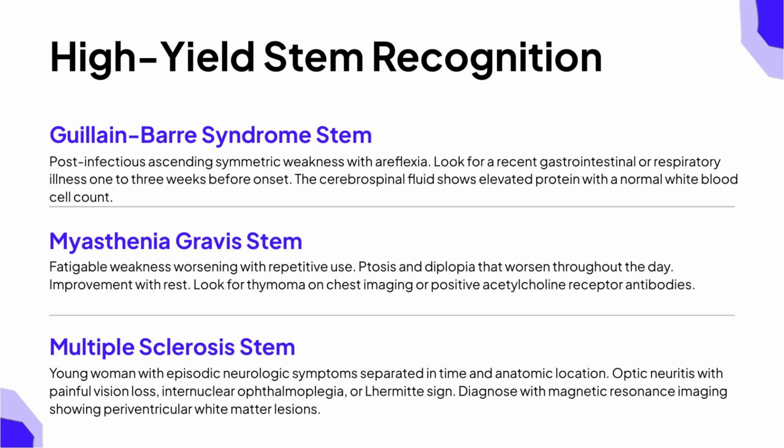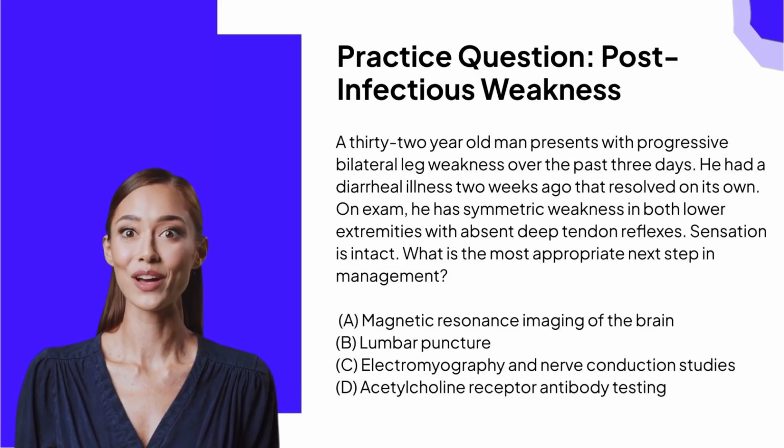For multiple sclerosis, look for a young woman with episodic neurologic symptoms separated in time and space, such as optic neuritis, internuclear ophthalmoplegia, or Lhermitte sign. The diagnosis is confirmed with magnetic resonance imaging showing periventricular white matter lesions. Learn to spot these patterns instantly. Here is our first practice question.